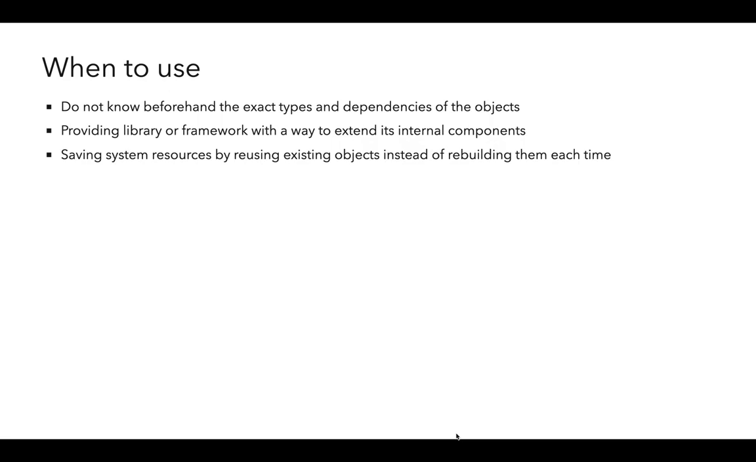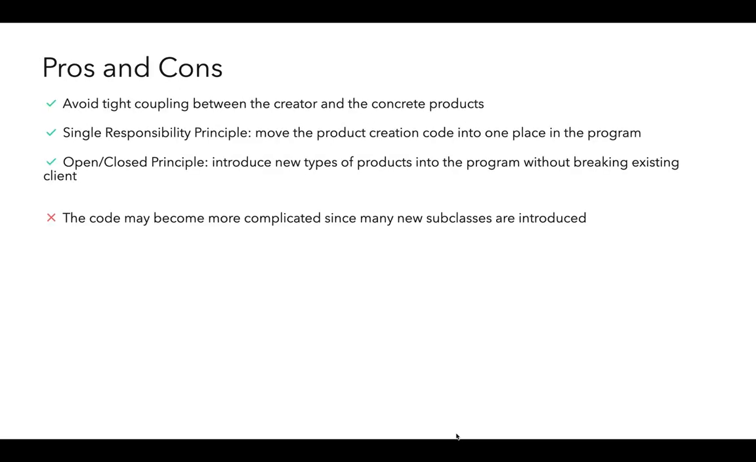So we will use this pattern when we do not know beforehand the exact types and dependencies of the objects. We want to provide a library or framework with a way to extend its internal components. And we want to save system resources by reusing existing objects instead of rebuilding them each time.